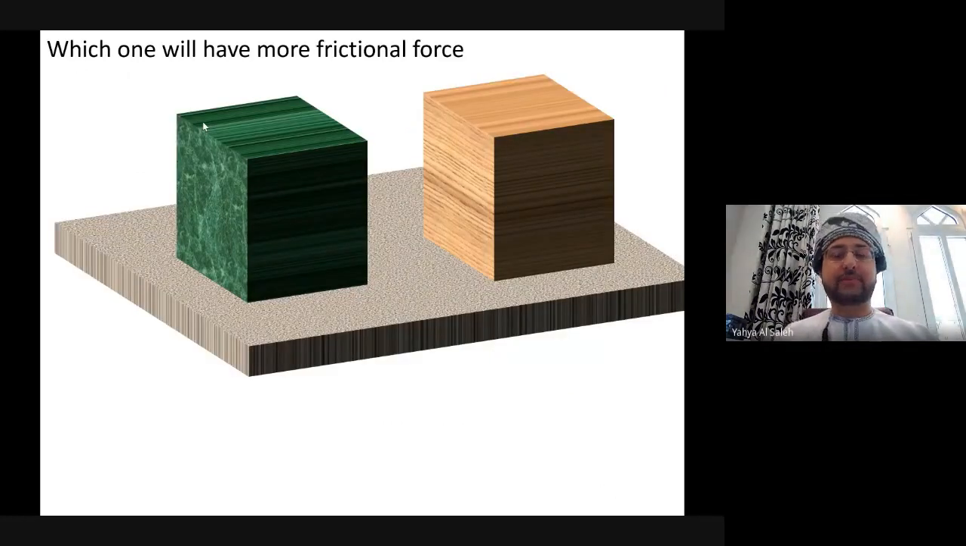All right. So we have two objects. One is of granite and another is a piece of wood.